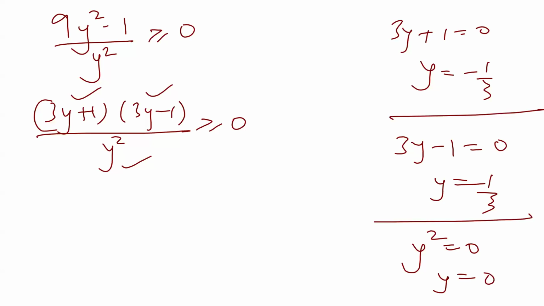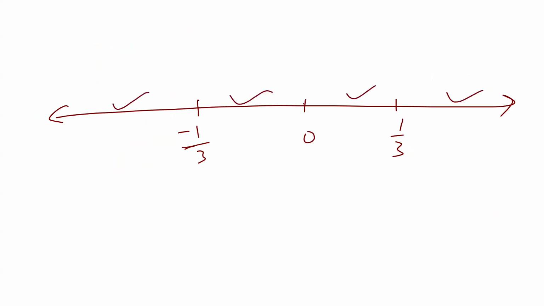So there are three critical values for this problem: 0, minus 1 by 3 and 1 by 3. So this is minus 1 by 3, this is 1 by 3 and this is 0. Now this time we are having 4 regions, instead of 3. So take any one value which is to be tested. I'll take 1, which is in the 4th region.